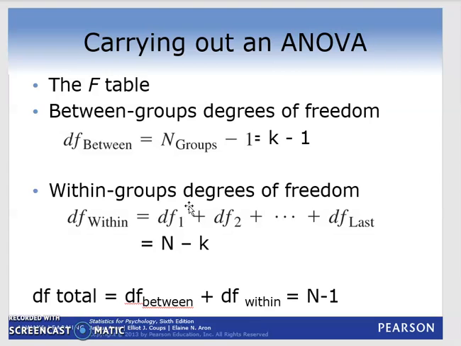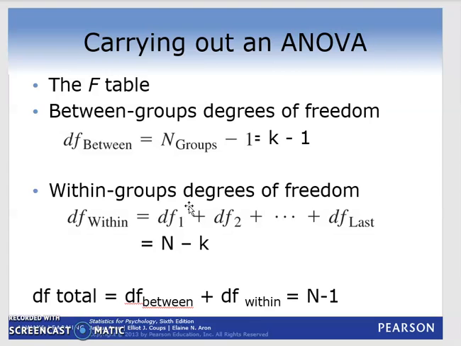We're going to have degrees of freedom between, that's between our groups. So if I had 3 groups or levels or conditions, it'd be the number of groups minus 1, which we can also call k minus 1. So my degrees of freedom between now becomes 2. My within group degrees of freedom can be big N minus k, which means everyone across all 3 groups minus my 3 groups.